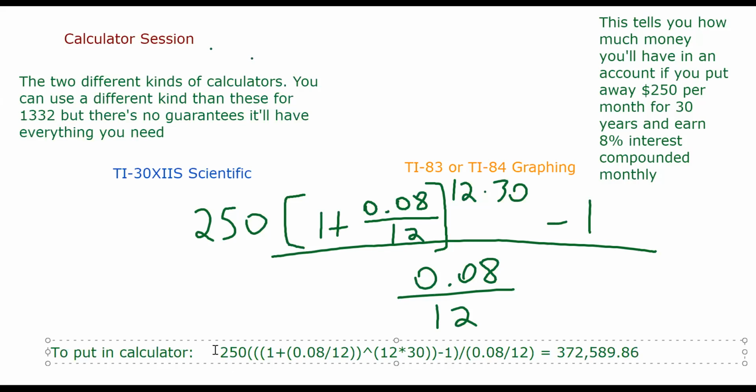You put in the exact number of parentheses: 250, open 3 parentheses, 1 plus, open parentheses, 0.08 divided by 12, close 2 parentheses, caret, and so on. You finish out the rest of this. You should get 372,589.86. These are real calculations we're going to be doing in the 1332 portion of the class. When we get to that point, we will revisit this idea and the most efficient way to put it into your calculator.